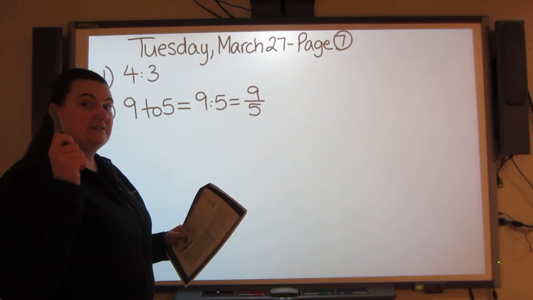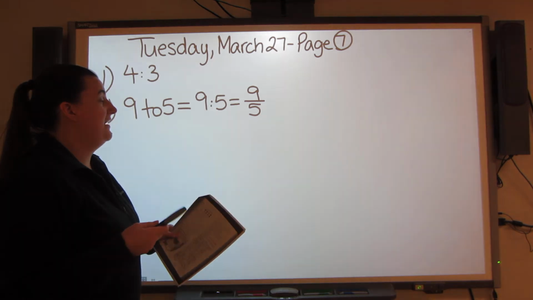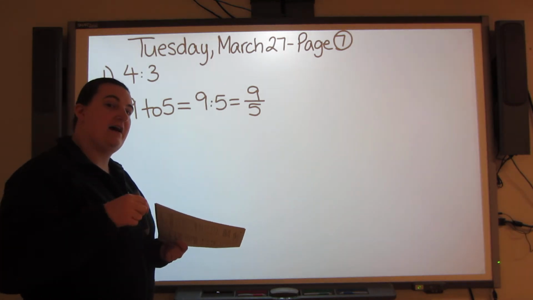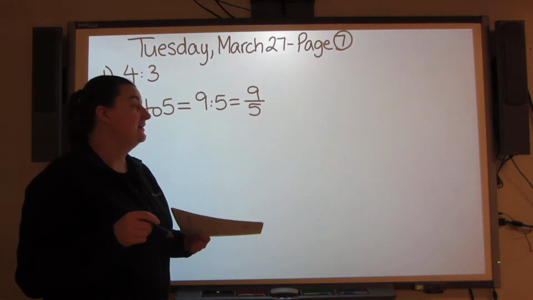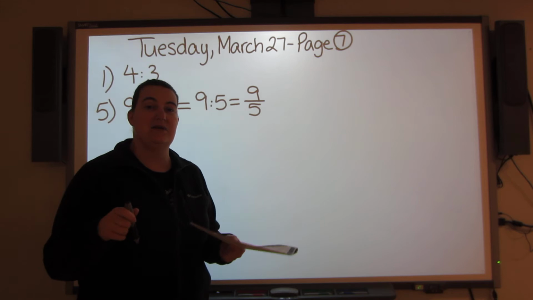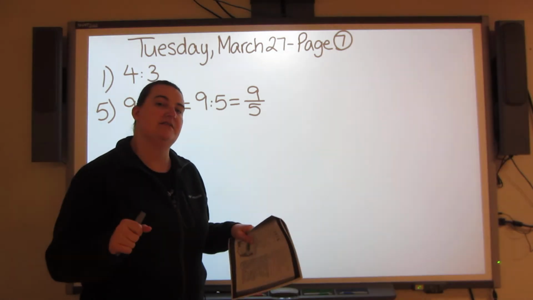And then, of course, lowest terms, 9 and 5. 5 is a prime number. The only thing I can divide into 5 is 1 and 5. So there are no numbers that I can divide into both 5 and 9 to make them smaller. Already lowest terms.